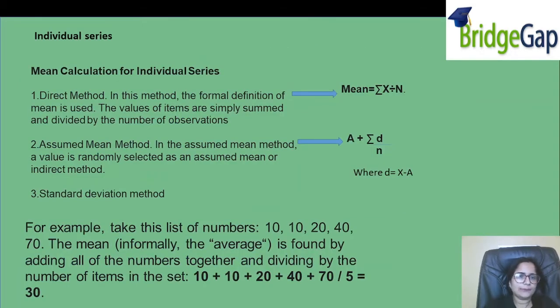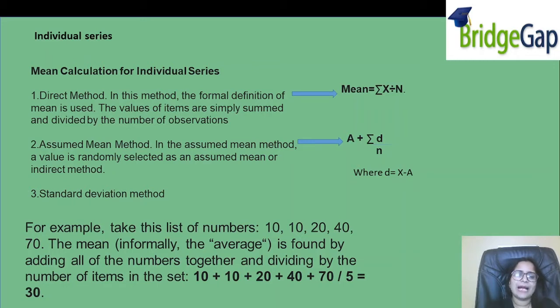Now, coming on to calculation of mean in individual series. There are three methods with which we could calculate mean. So, let us have a look at each one of them. First is the direct method. In this method, the formal definition of mean is used. What was that? Sigma x upon n. This is the simplest method and this is what is used.